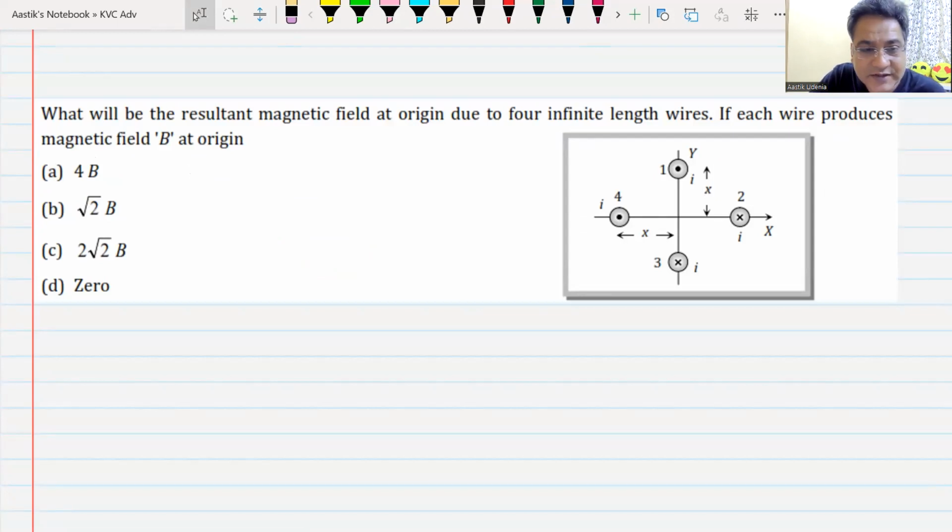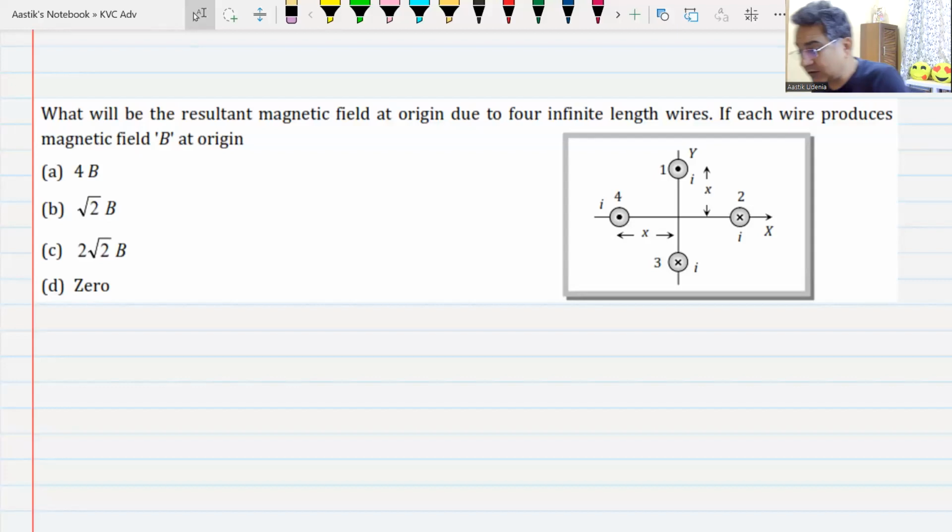What will be the resultant magnetic field at the origin due to 4 infinite wires if each wire produces magnetic field B at the origin? The current is given, X is given, but they are telling you that the magnetic field is B. All the wires are producing the same field.